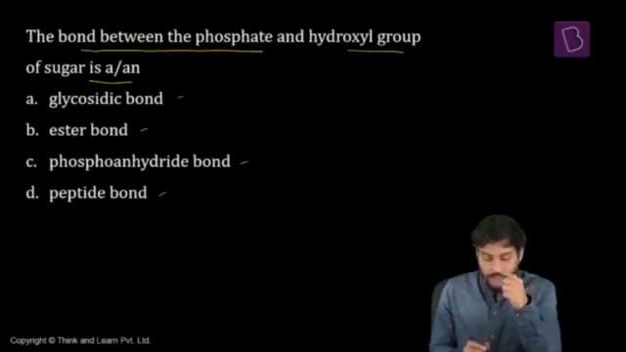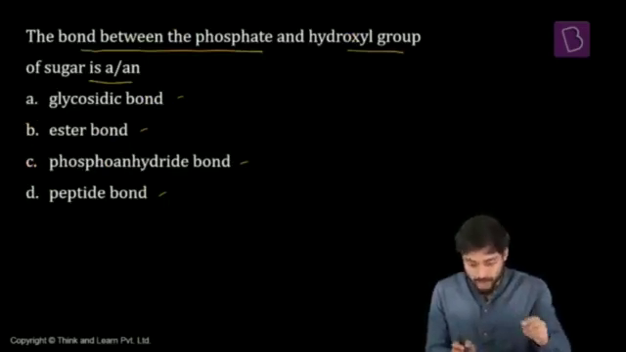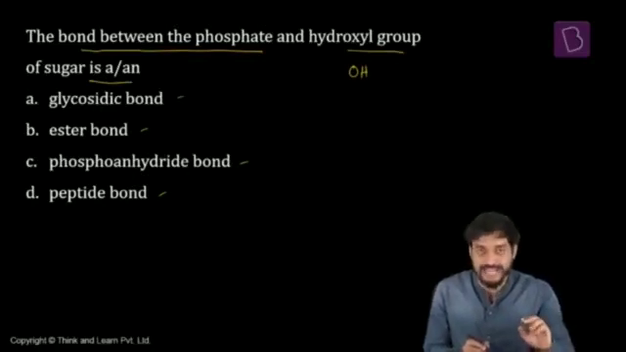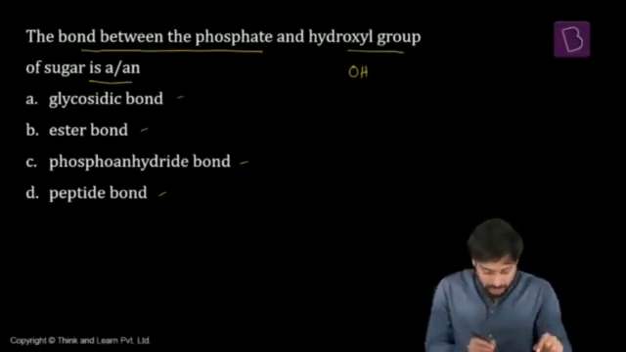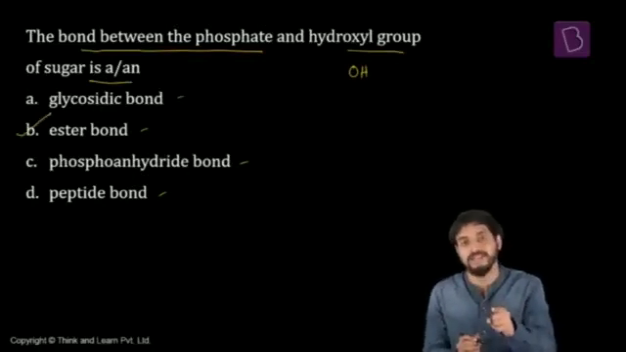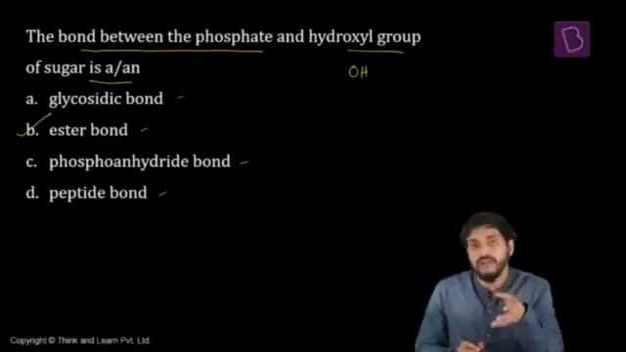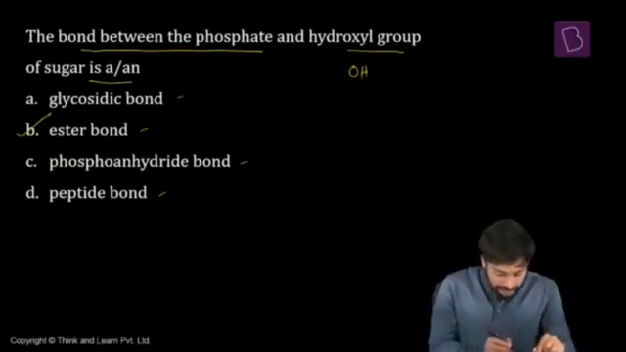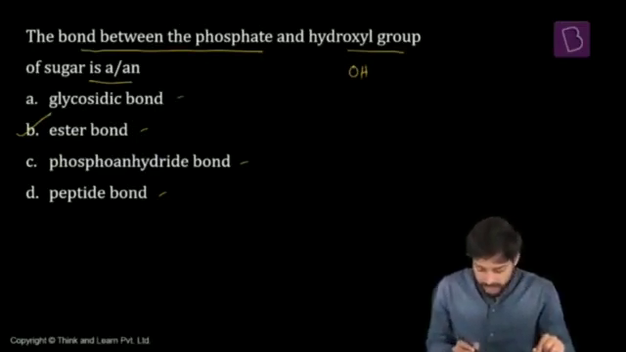The answer would be what? It's ester bond. See, the bond between the phosphate and the hydroxyl group. Hydroxyl is OH. Phosphate, I told you. The bond between phosphate and the hydroxyl group of sugar is an ester bond. Option B is the right answer. We'll of course discuss the other options also, because these can help us in answering other related questions. Fine. Glycosidic bond, very simple, between glucose molecules.